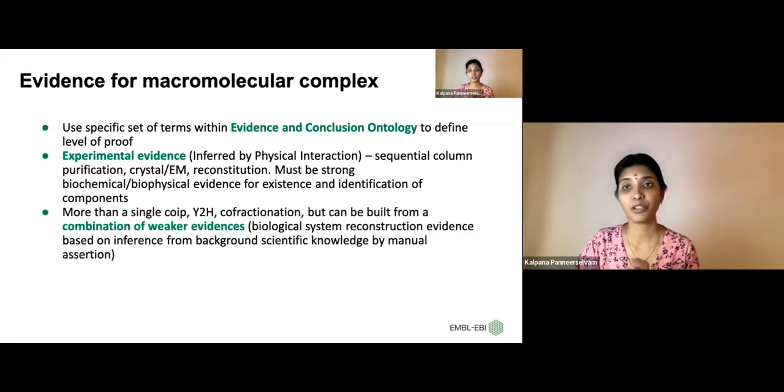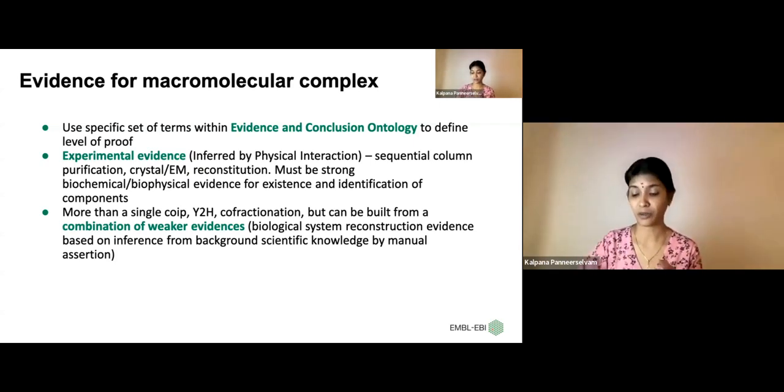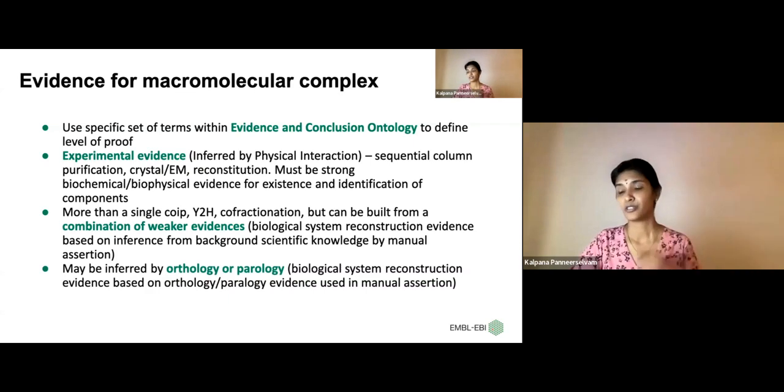There could also be a collection of multiple weaker evidences. Let's say more than a single co-immunoprecipitation, two-hybrid interaction evidence, and co-fractionation can collectively add up as the evidence level for a Complex Portal entry. Also, a complex can be inferred by orthology or paralogy by the curator.